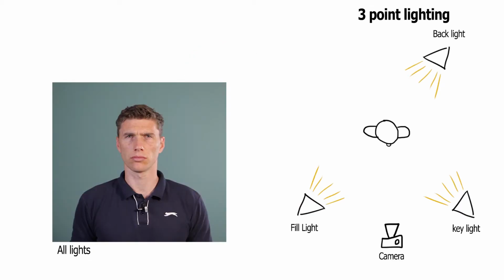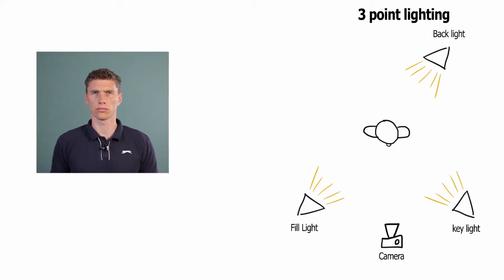And now we're going to look at the positioning of lights, and we're going to look at 3-point lighting. So firstly, here's a shot with all the lights on. 3-point lighting gives a good even distribution of light, and it's the go-to lighting technique. The basic idea is to use 3 lights.